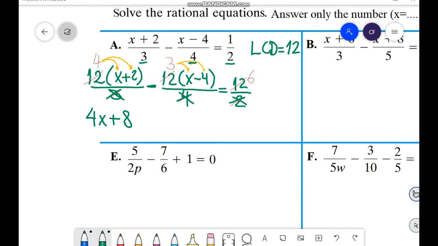Now don't forget the sign. Negative 3 times x, negative 3x. Negative 3 times negative 4, positive 12, equals 6. Okay?